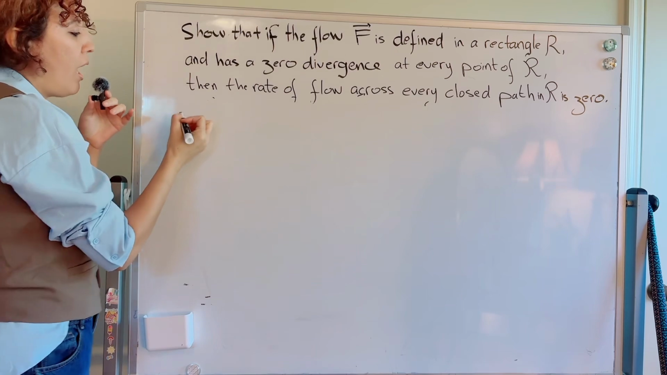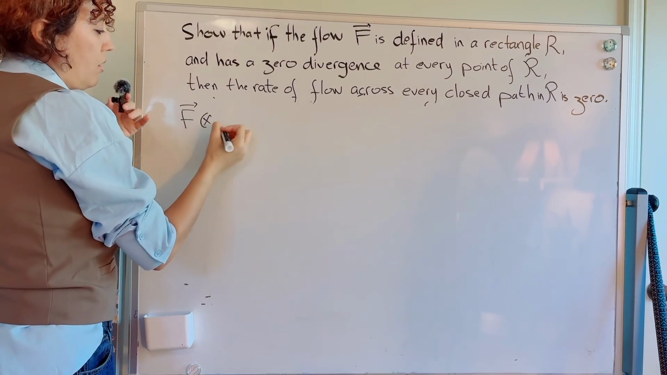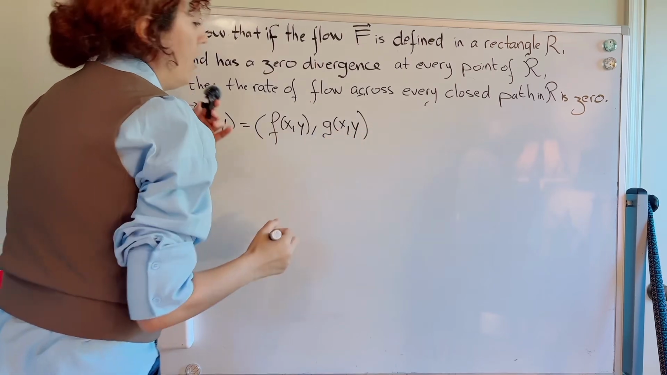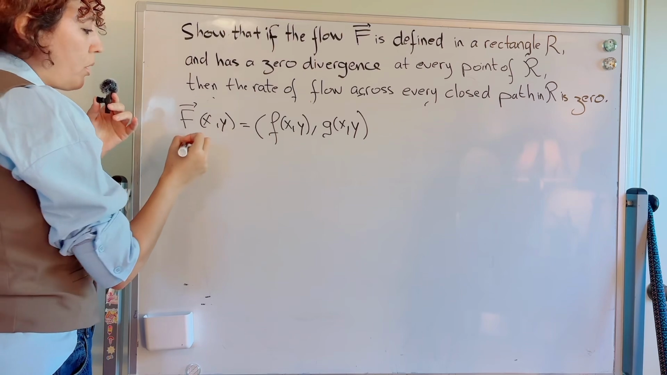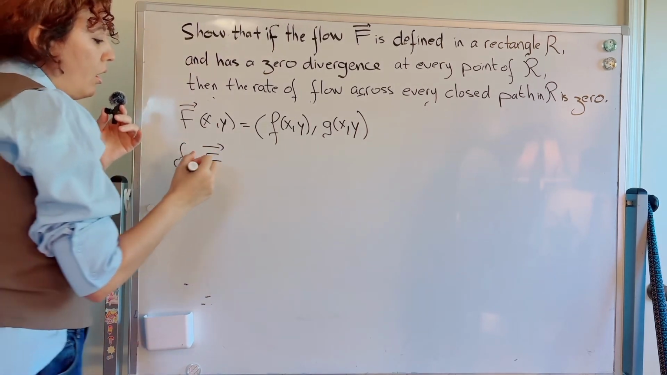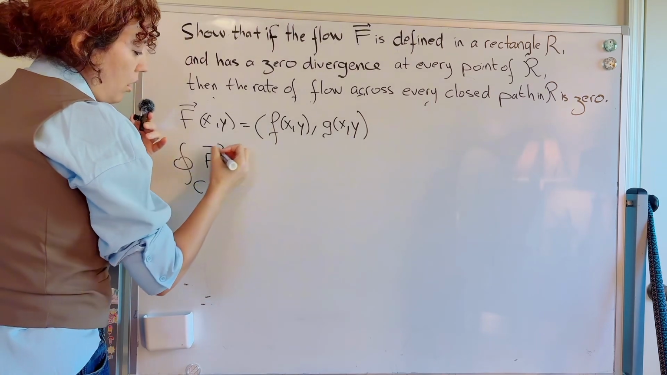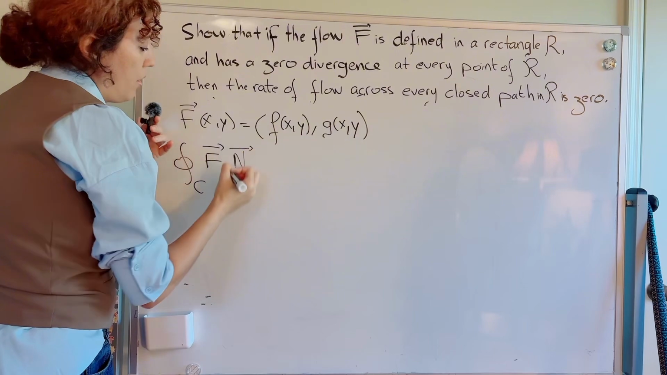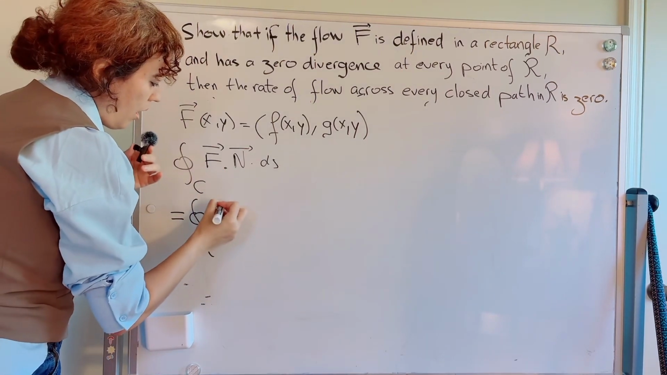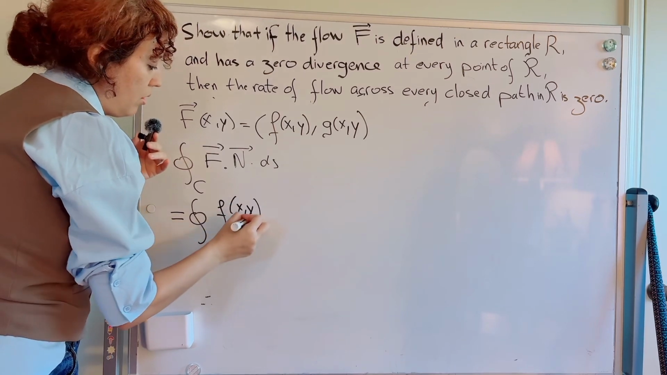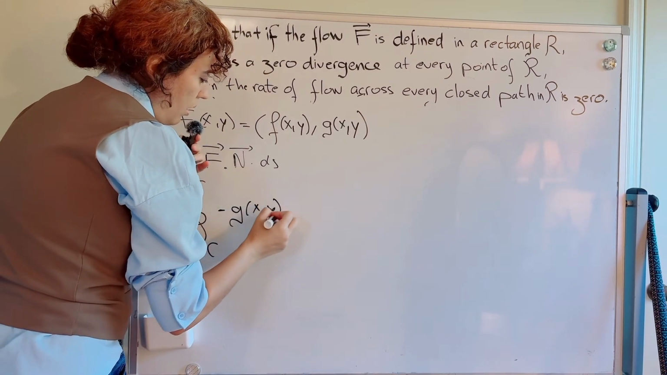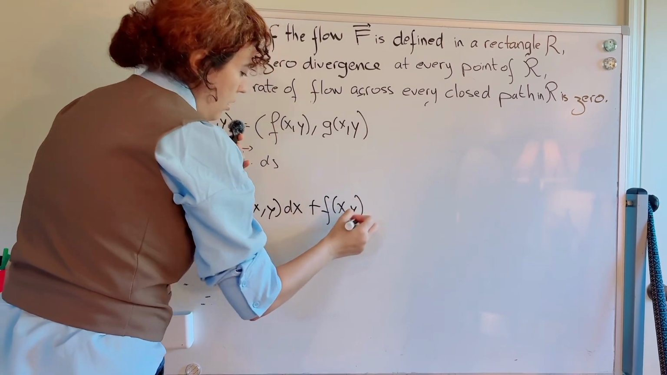So given a vector field F defined as F(x,y), G(x,y), we know that the rate of flow across a closed curve is going to be the vector product of F and the unit normal vector n ds, which is equal to negative G(x,y) dx plus F(x,y) dy.